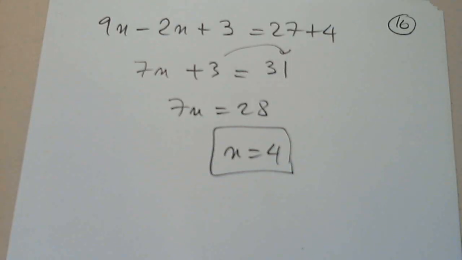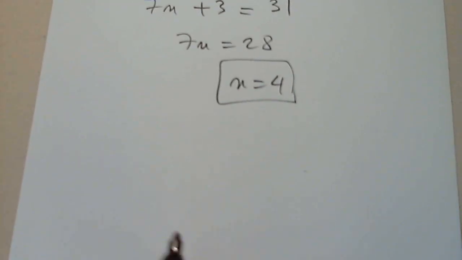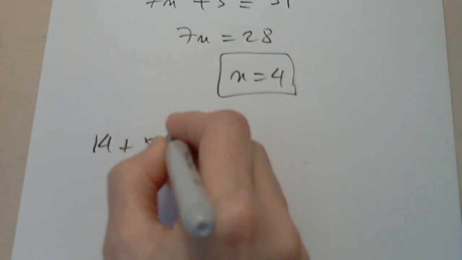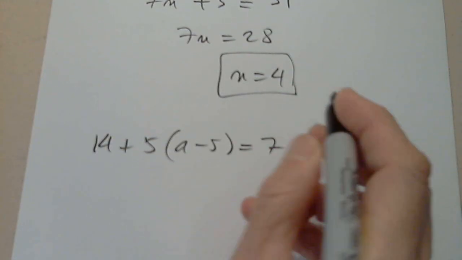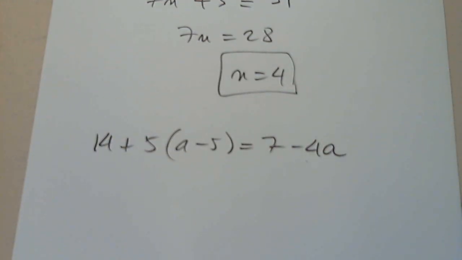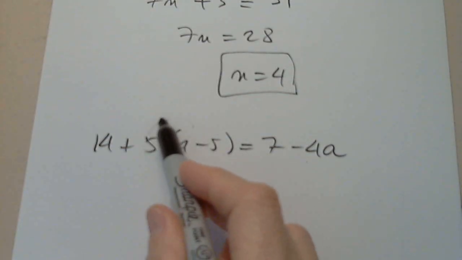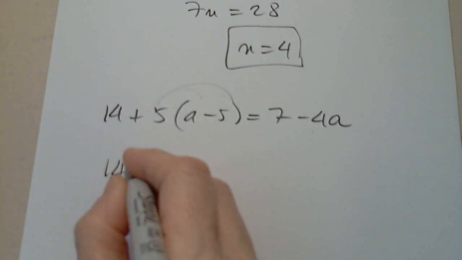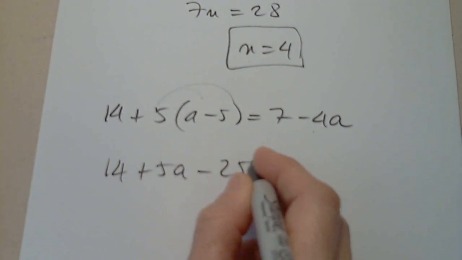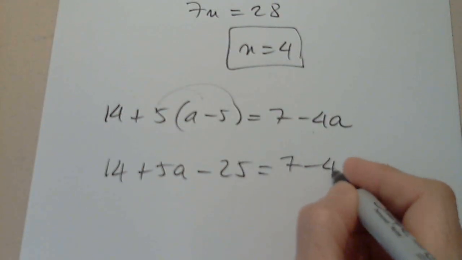Problem 22. So the following equation, yes, this needs to be written down. 14 plus 5 quantity a minus 5 equals 7 minus 4a. First I have to distribute. Please remember you must distribute to both terms. No pick and choose. So 14 plus 5a minus 25 equals 7 minus 4a.